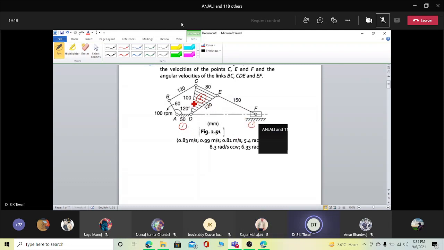This is 2. This is 3. This is 4. This is 5. And this is 6. All the fixed links are link number 1. I am treating this as 2, 3, 4, this is 5 and this is 6. Therefore, 6 into 6 minus 1 by 2, that is 30 by 2, that is equal to 15 instantaneous centers of rotation.